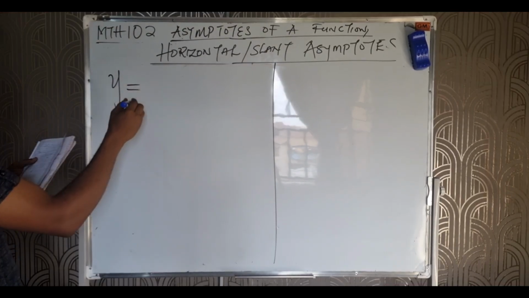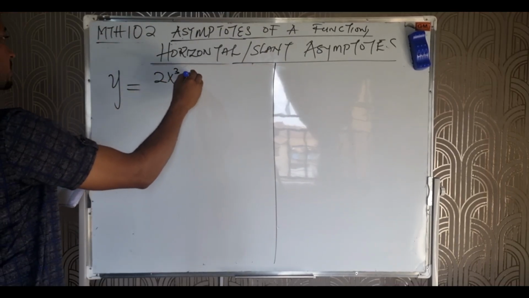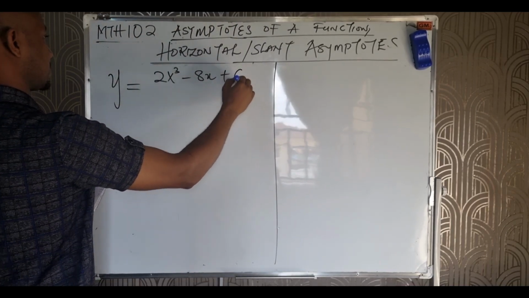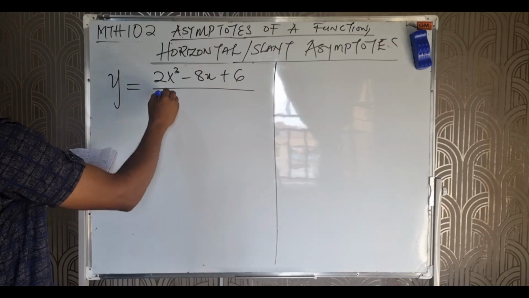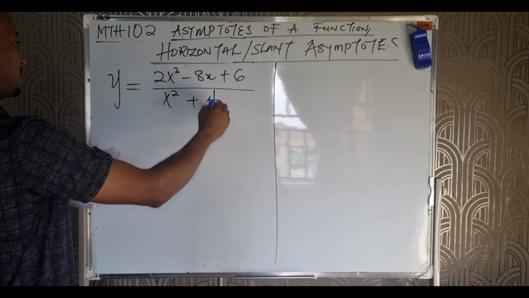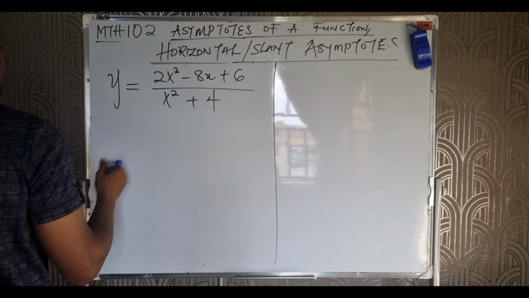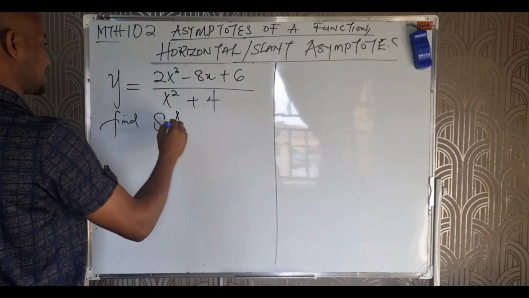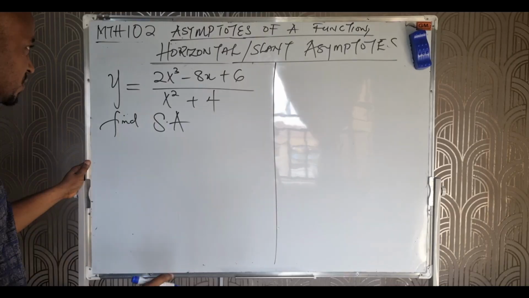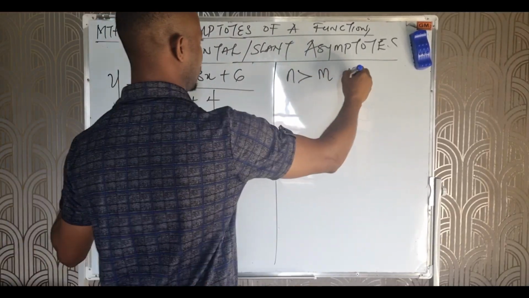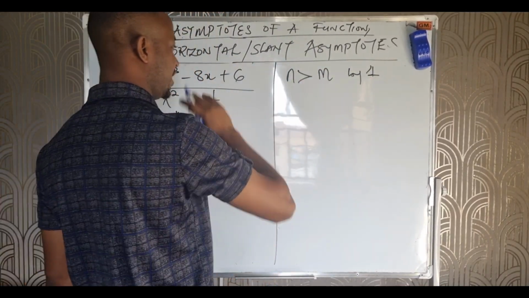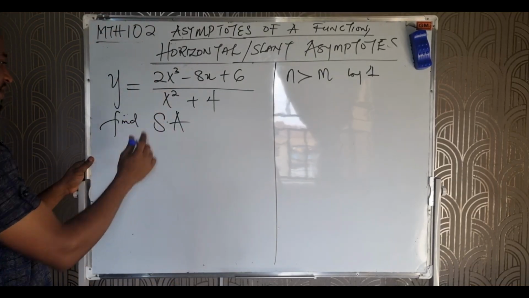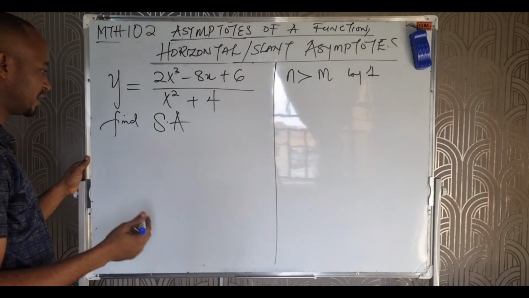We are given y equals 2x cubed minus 8x, rather plus 6, over x squared plus 4, and we are asked to find the slant asymptote. Already there is no horizontal asymptote because the numerator's degree exceeds the denominator's. So we have no HA, but there's a slant. Okay, so how do we find the slant? I want to divide this with this, right? Using the long division method. So I will divide.